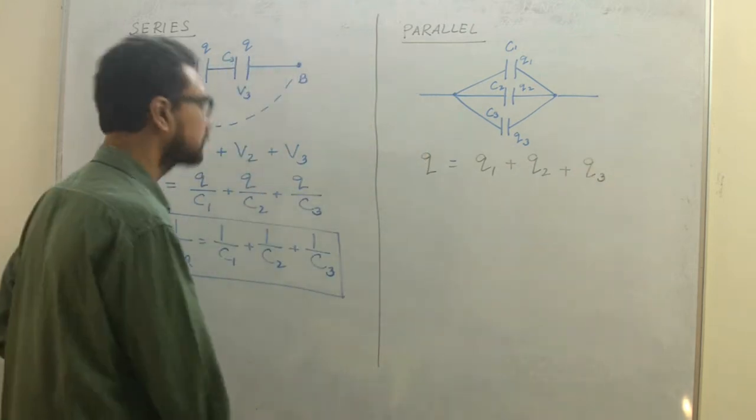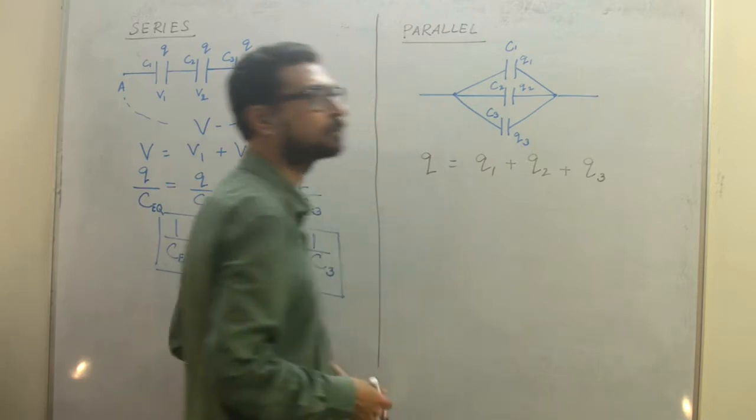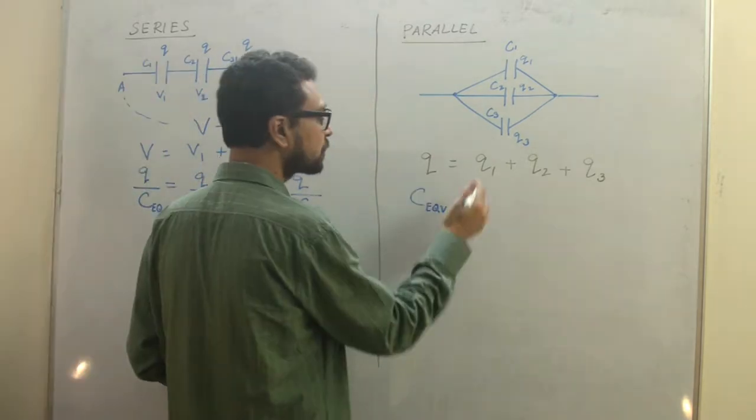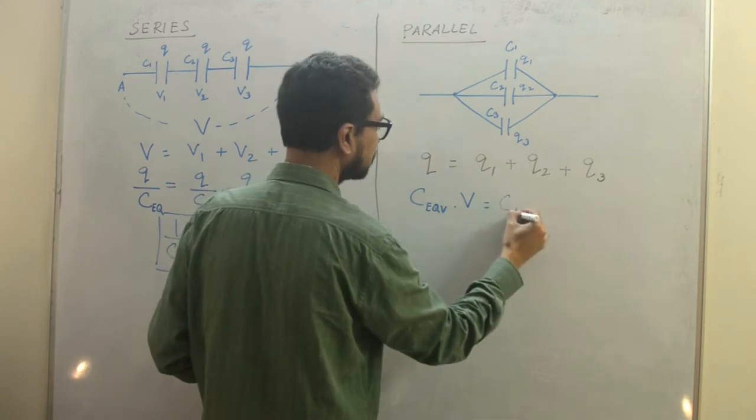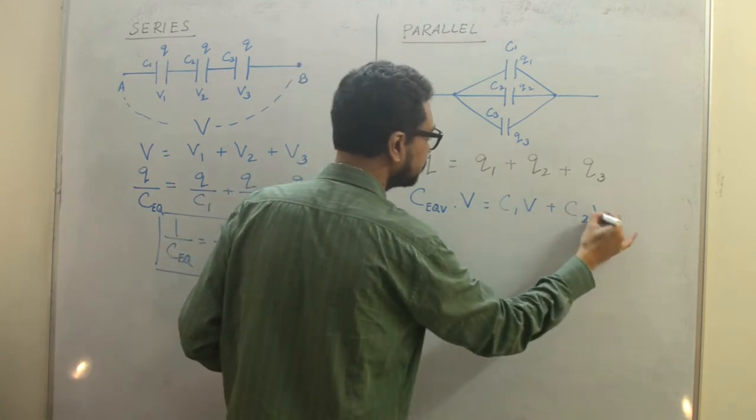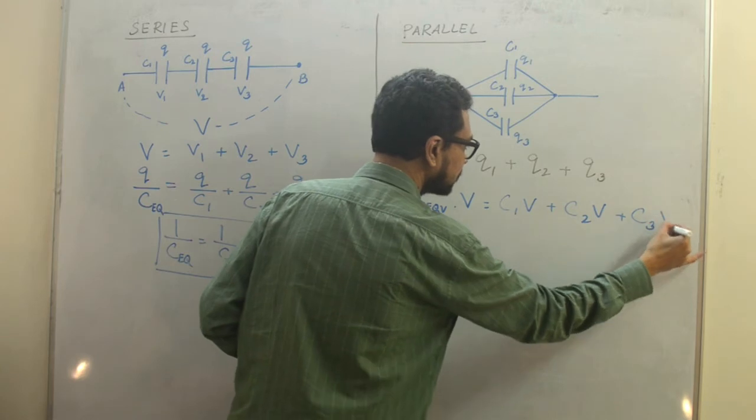Q equals CV, with the potential being V throughout. So this is C1V, this is C2V, and this is C3V.